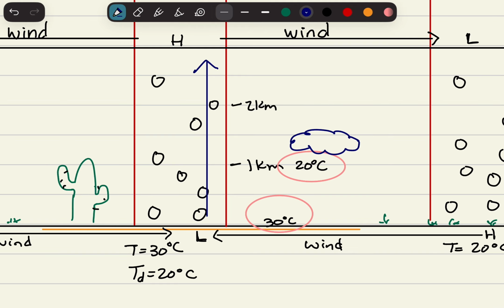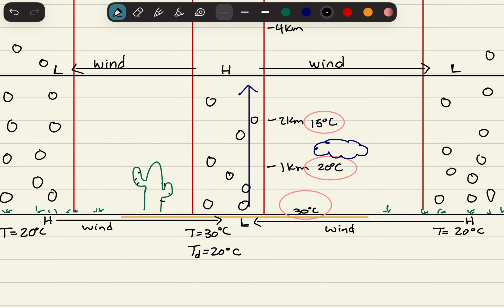Now, if we kept rising, we'd be rising at the saturated rate, which is only about, simplified, 5 degrees Celsius per kilometer. So if we go up to 2 kilometers, let's see if we can draw an oval. Nope, we're going to do a square and it's going to turn into an oval. We'd be going down 5 degrees Celsius. So we're at 15 degrees Celsius at 2 kilometers.